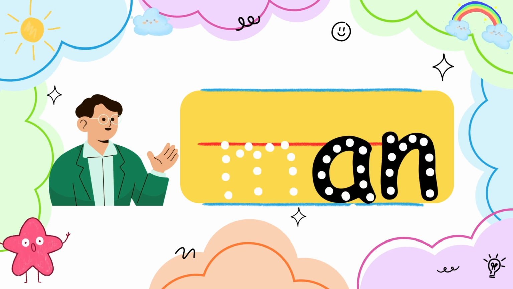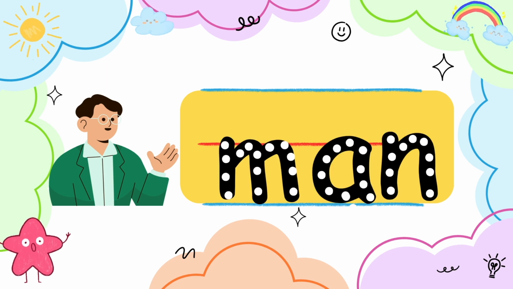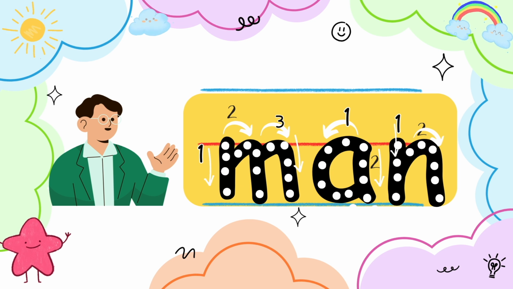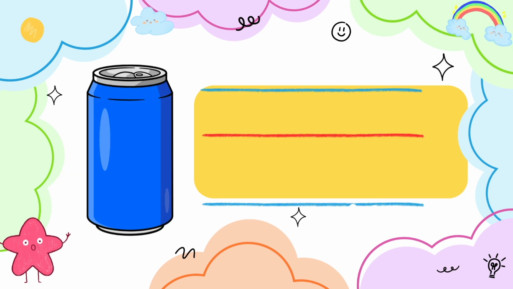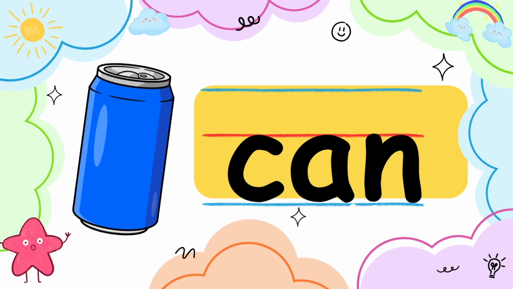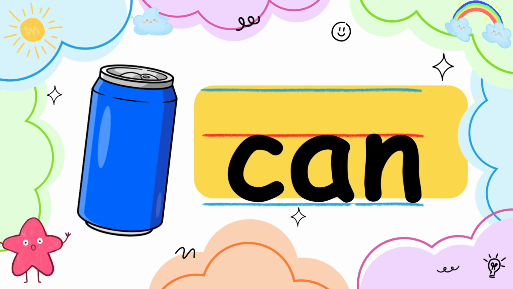Okay. Let's trace the word man as we follow the arrows. Letter M, letter A, and letter N. All right. Next word, can, can. Your turn.